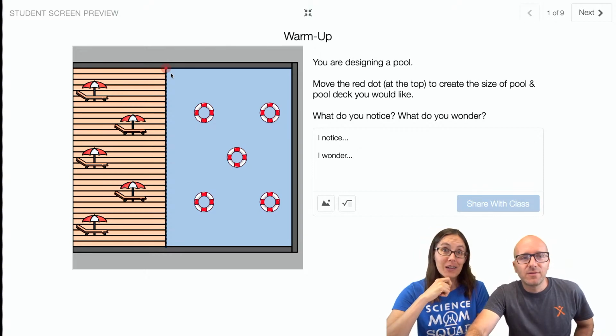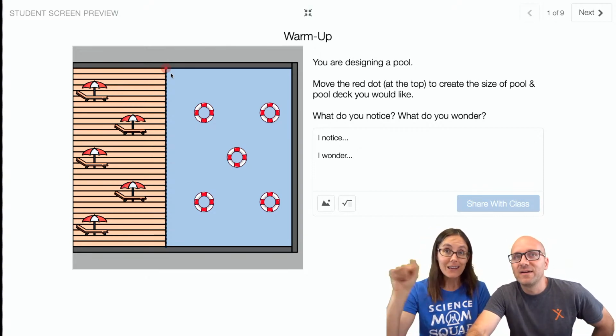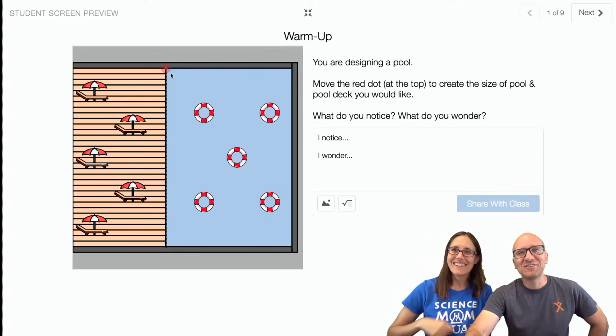And someone asked, can you get an equal number of pool chairs and floats? And I did it, Math Dad. There's 5 on each side. You did it, science mom.